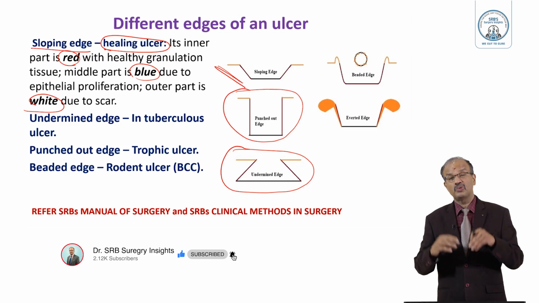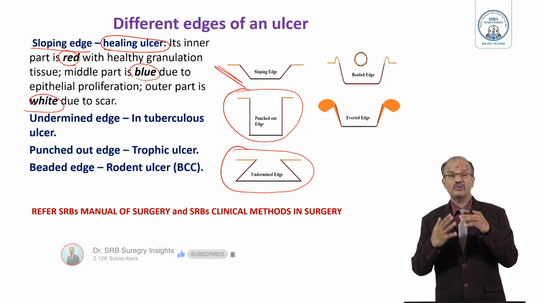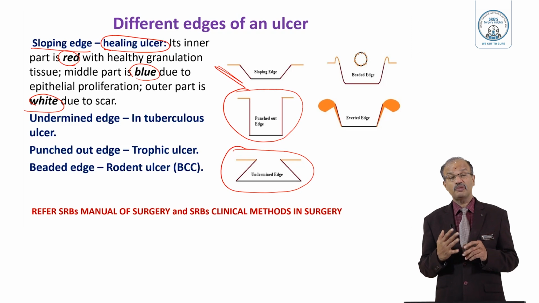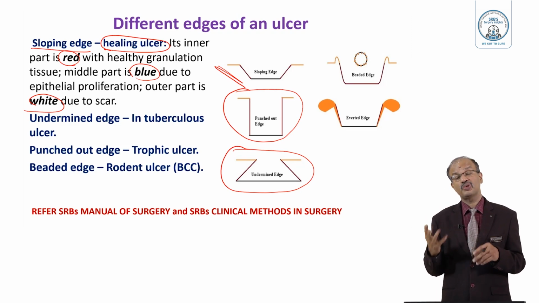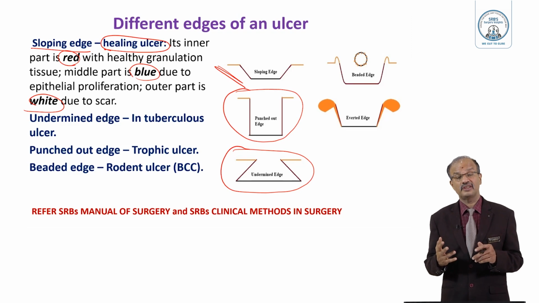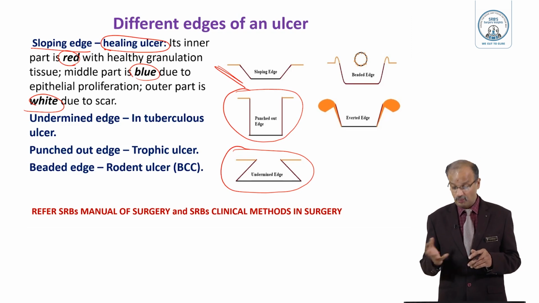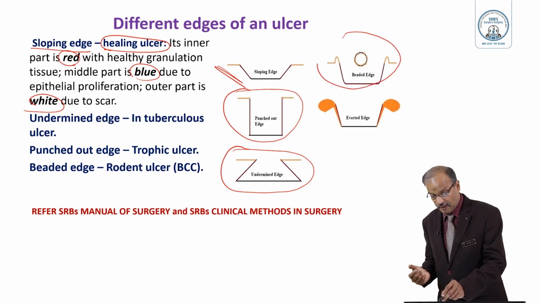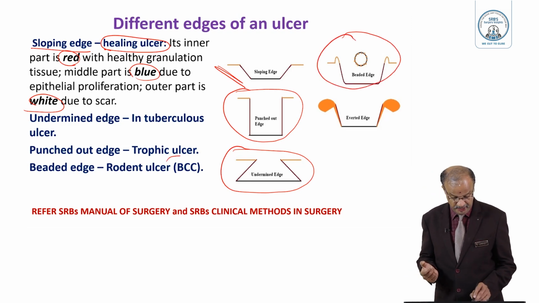So sometimes it erodes into the bone, soft tissues. In the face, it may go close to the eye, it may go to the eye, and so on. Deeper destruction is a very common entity in due course of time, if the patient doesn't come for definitive surgical therapy or whatever therapy is proposed. So that is the typical beaded edge, typical of BCC, rodent ulcer.